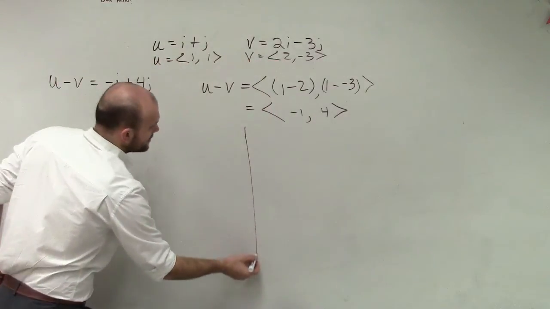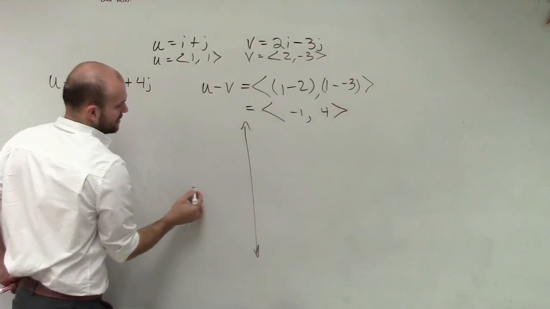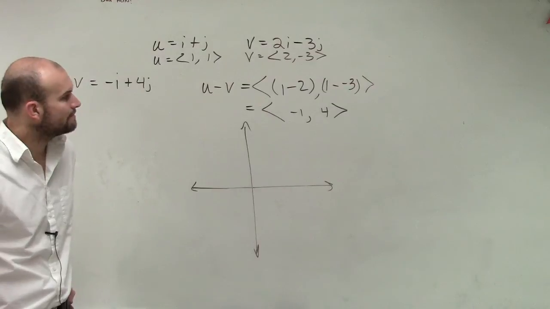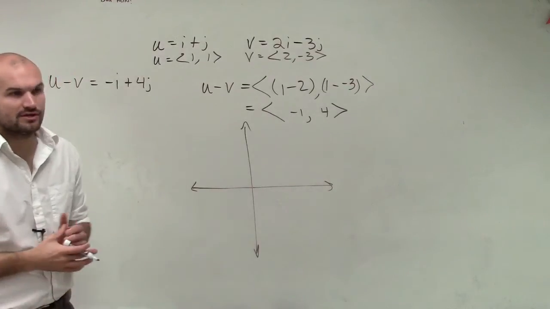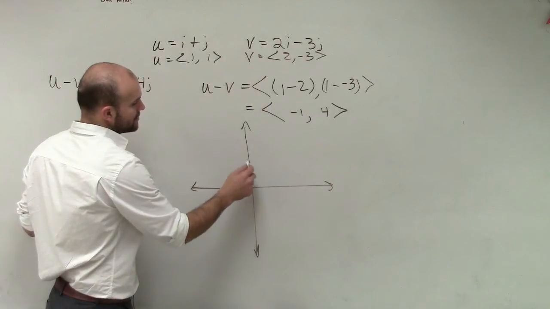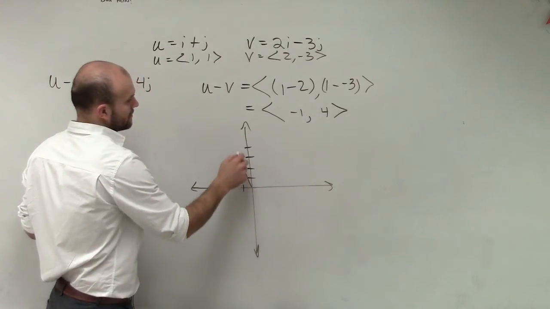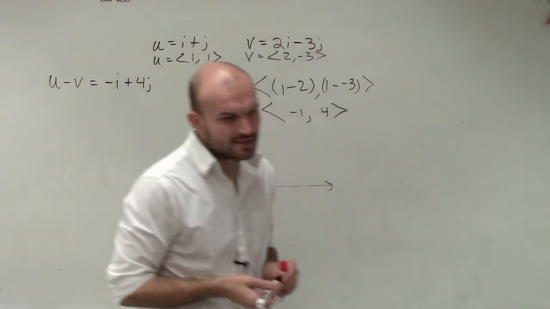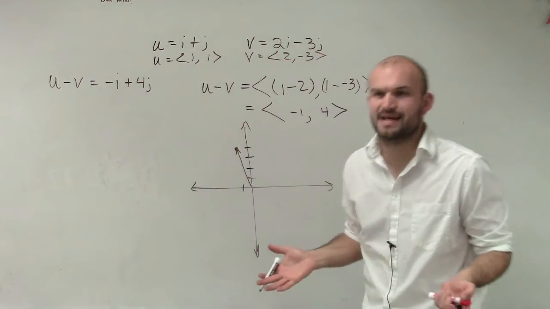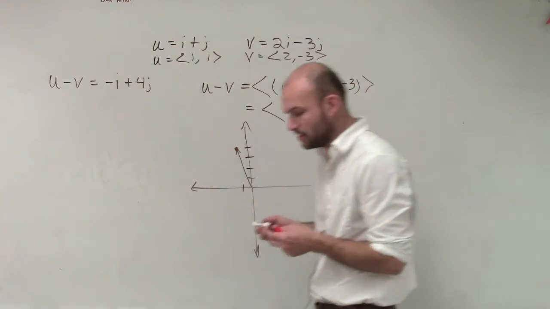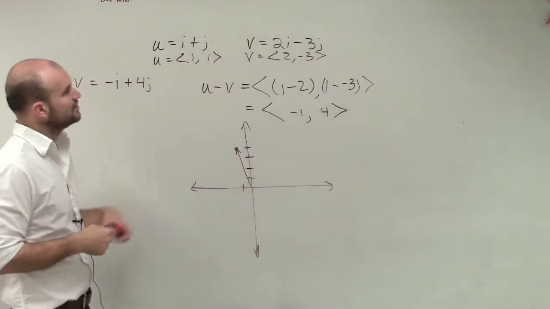So now let's look at the resultant vector for this. All right? So now we know that our resultant vector is negative 1, 4. So we can plot that as negative 1, up 4. 1, 2, 3, 4. Okay? But let's see now, how does this even make sense, right? How could we write this if I was just given my two vectors and I wanted to figure out what the resultant was? So let's plot u and v.